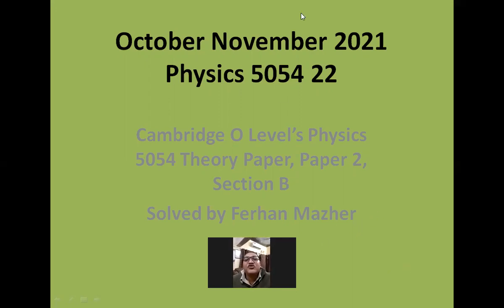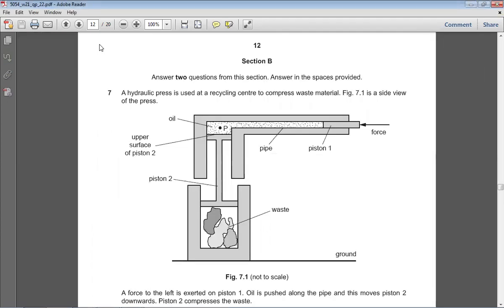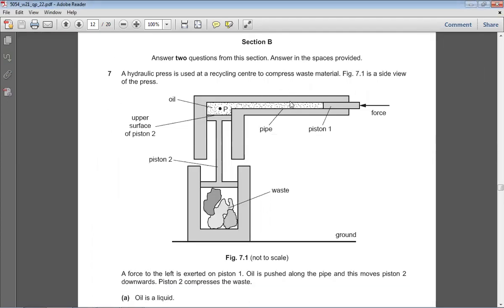This is Cambridge O Levels Physics 5054. October-November 2021, 2-2 paper, Section B. Today we are going to attempt question number 7. A hydraulic press is used at a recycling center to compress waste material. Figure 7.1 is a side view of the press. So let me reduce the size so you can see it. Okay, so this is the side view.